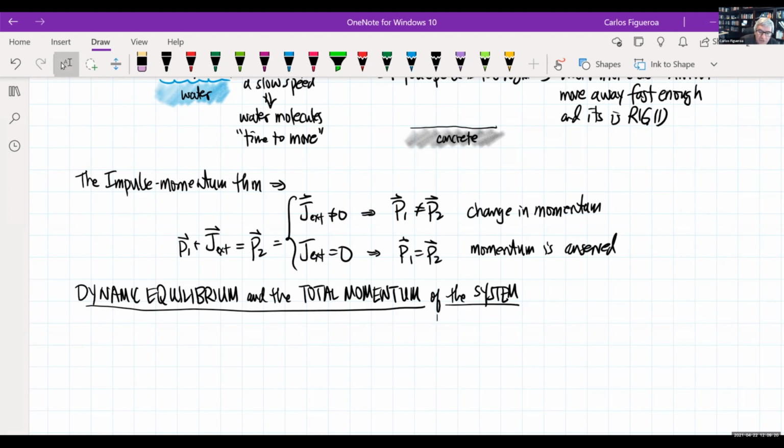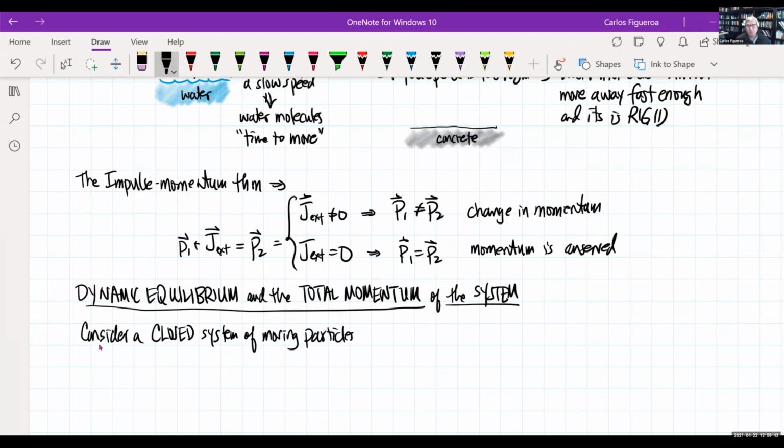So what we want to do here is that I want to consider a system, a closed system. So consider a closed system of moving particles. Like what would be a closed system of moving particles?